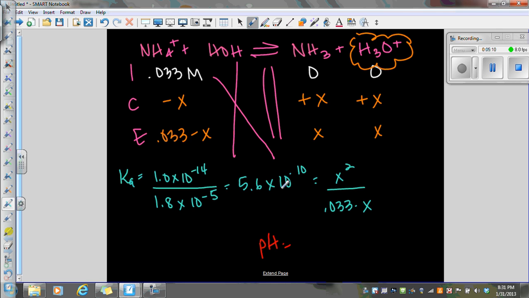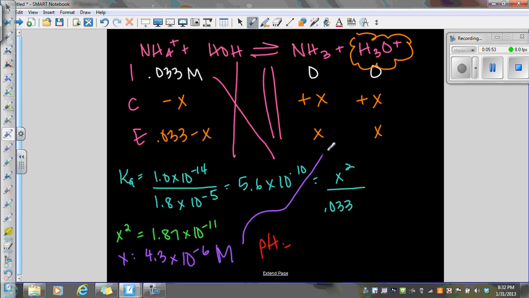Okay, so if I take Ka times 100, it is way smaller than 0.033, so I can approximate. When I do that, I'm going to take 5.6 times 10 to the negative 10th times 0.033, and I will get x squared equals 1.87 times 10 to the negative 11th. If I do the square root of that, I will get x equals 4.3 times 10 to the negative 6th.